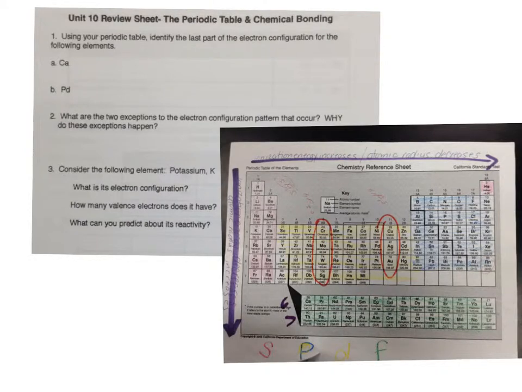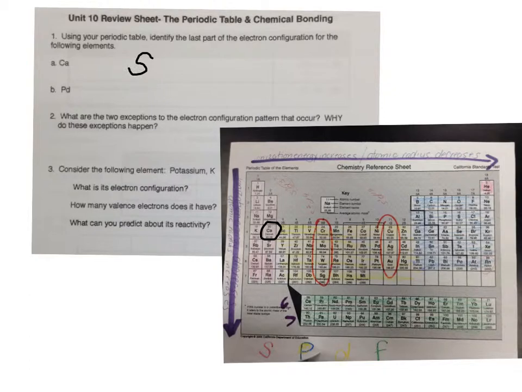Using your periodic table, identify the last part of the electron configuration for the following elements. Let's try calcium. First thing that we're going to do is locate it on the periodic table. So here's calcium. Let me circle it. Now we're going to look to see which shell it's in, s, p, d, or f. It's in the red block, which means it has an s orbital at the end.